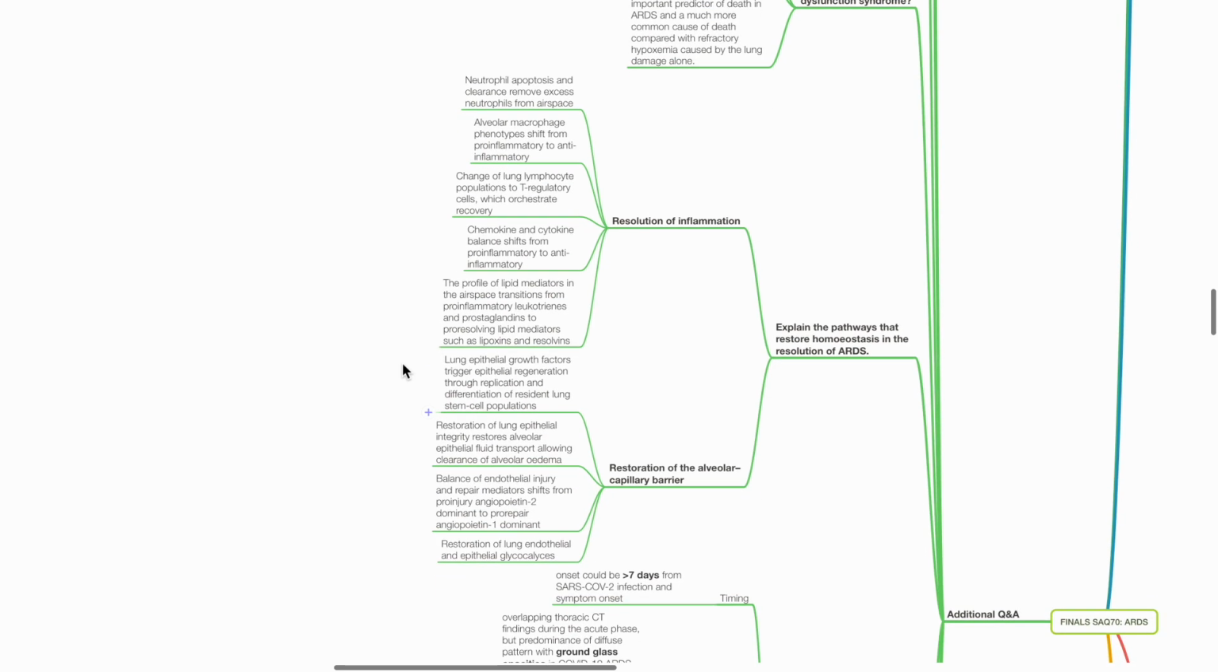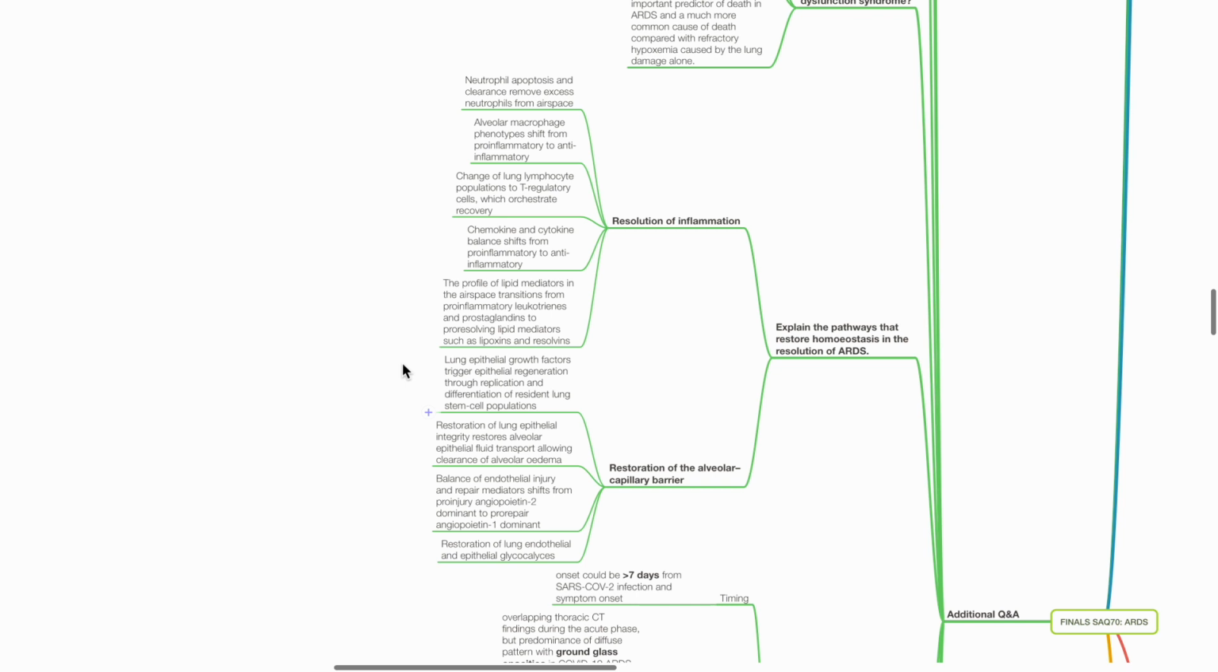Explain the pathways that restore homeostasis in the resolution of ARDS. In the resolution of inflammation, neutrophil apoptosis and clearance removes excess neutrophils from the airspace. Alveolar macrophage phenotypes shift from pro-inflammatory to anti-inflammatory. There is change of lung lymphocyte population to T regulatory cells, which orchestrate recovery. Chemokine and cytokine balance shift from pro-inflammatory to anti-inflammatory.